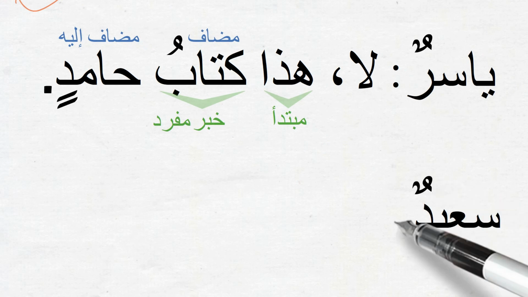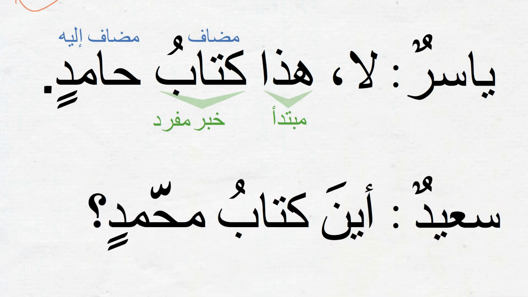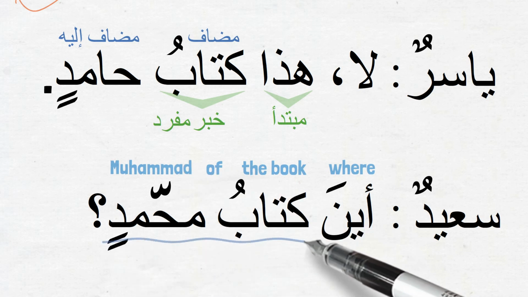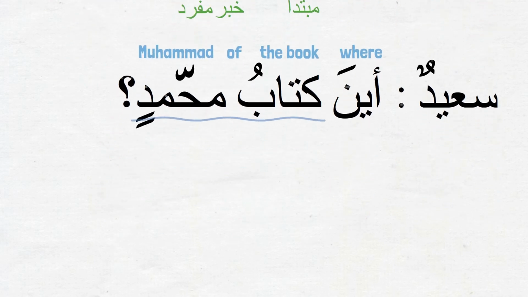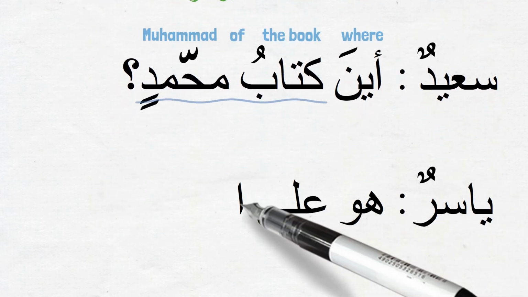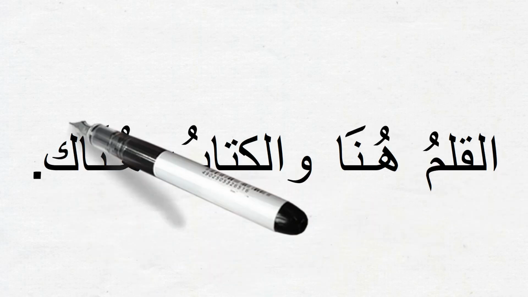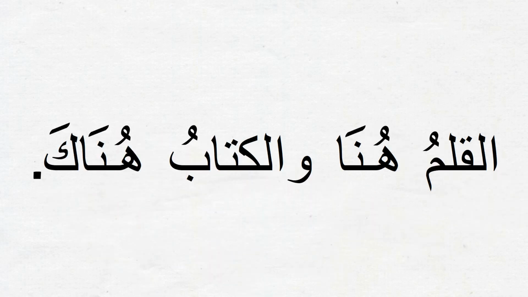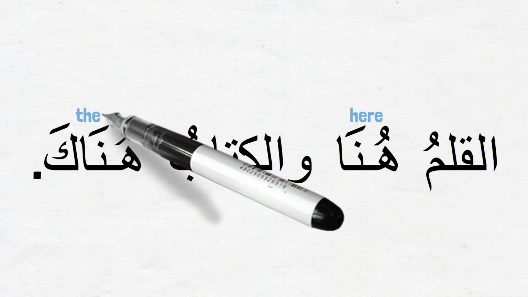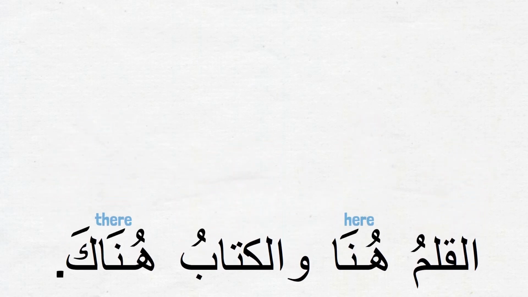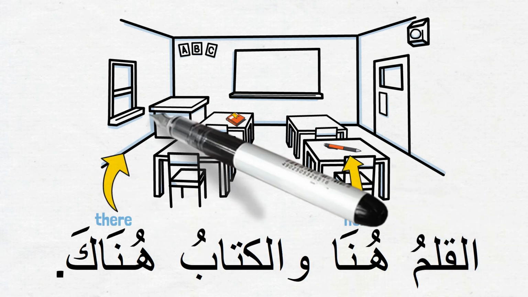Next, Sa'idun. Sa'id is asking, Aina kitabu Muhammadin? Where is the book of Muhammad? So the idafah structure in this question is kitabu Muhammadin, the book of Muhammad. Then Yasirun is answering, Huwa ala al-maktabi hunaka, which translates as, it is on the desk there. Hunaka is a new word and it means there. Let me give you a side example. Al-qalamu huna wal-kitabu hunaka. Here, huna means here, hunaka means there. Both of them are ism type words. So we are saying the pen is here and the book is there.